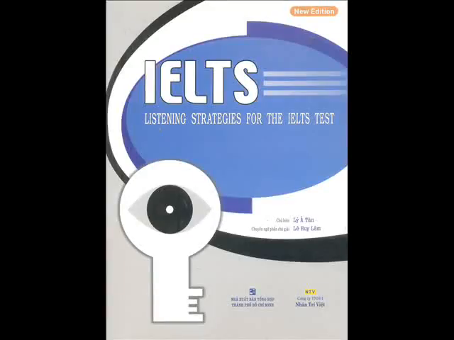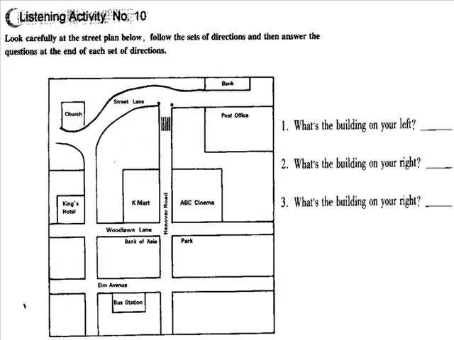Unit 3. Direction and location. Listening activity number 10. Look carefully at the street plan below. Follow the sets of directions and then answer the questions at the end of each set of directions.